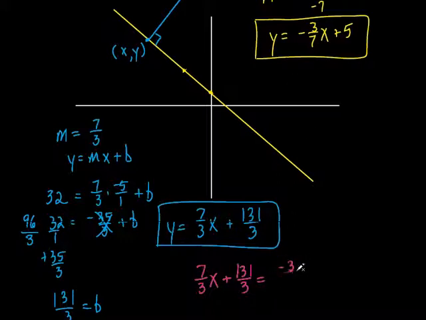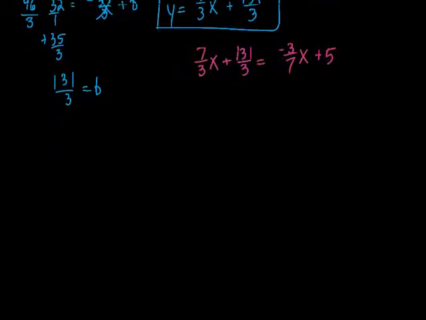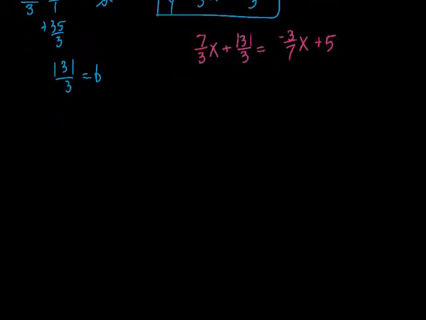-3/7, right? -3/7 x plus 5. Gets a little tedious in here, doesn't it? You have a lot of fractions, but just watch. We've got to get the x on the same side. So I have to get rid of this x and put it over here. How do I do that? Add a 3/7 x. And that goes away, doesn't it?